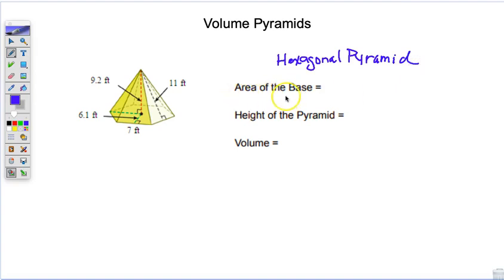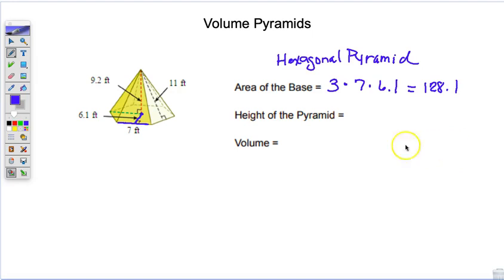So to find the area of the base of a hexagon, remember that 3 is always part of the formula. And then we're going to take it times the side measure, and it looks like that side measure is a 7. And then times the apothem. So that's from the center of the circle down to the side, and that is 6.1. We're going to multiply those 3 numbers together, and you should get 128.1.